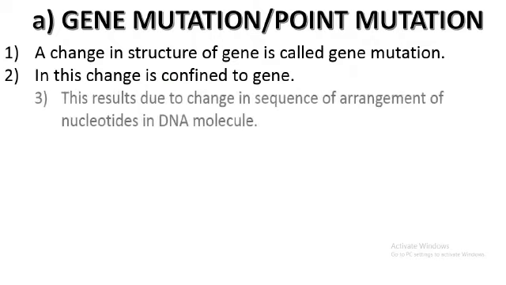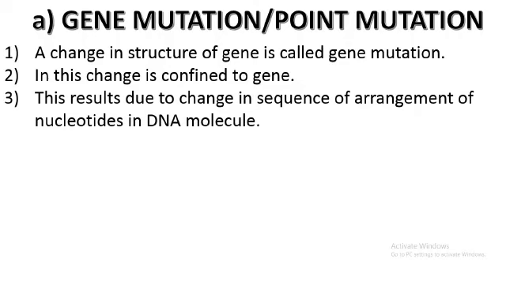Now how is this going to happen? As I told you, gene mutation is mainly due to a change in the sequence of arrangement of nucleotides in the DNA molecule. Already I told you what nucleotides are. Nucleotides are made up of nitrogenous bases, sugar and phosphate, and here the main thing is that the nitrogenous base arrangement in the nucleotides which form DNA is going to alter. This change in the sequence of nucleotides is one of the important reasons for gene mutation.